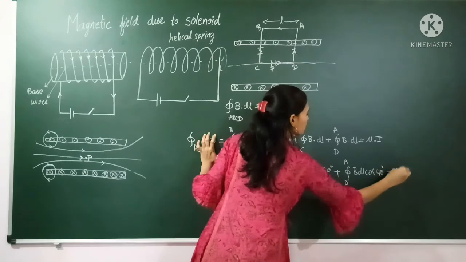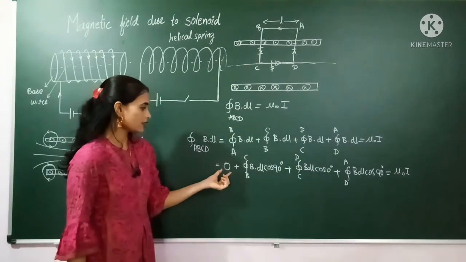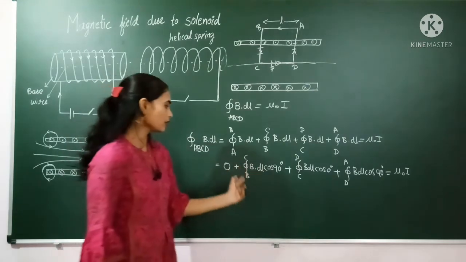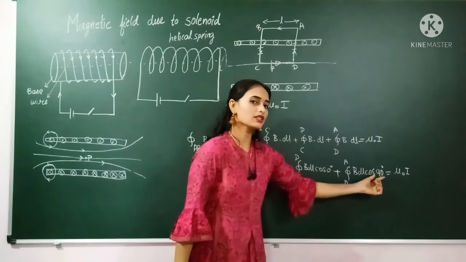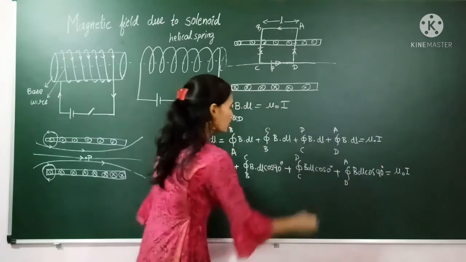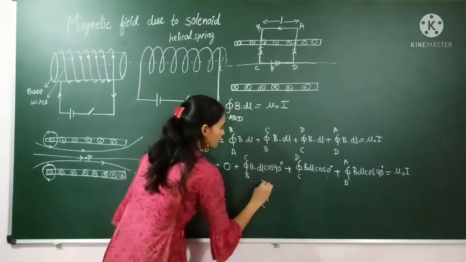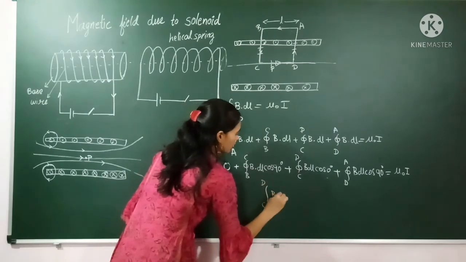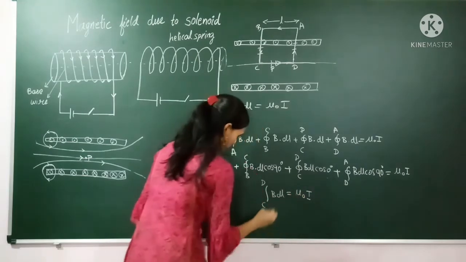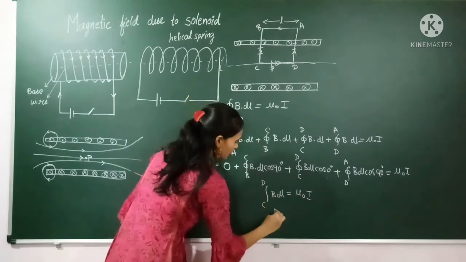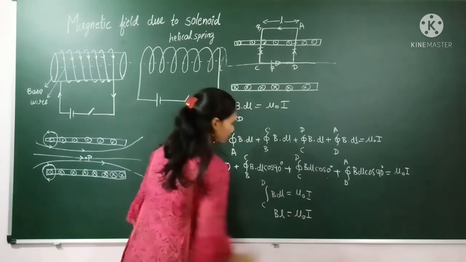This is equal to mu naught I. In this case this is already 0. Cos 90 means the whole term will become 0. Here cos 0 means it will be 1. Here again cos 90 means the whole term will become 0. So only this part remains. So we will write here the integration of c to d of B dl is equal to mu naught I. In this case it can be written as BL is equal to mu naught I.